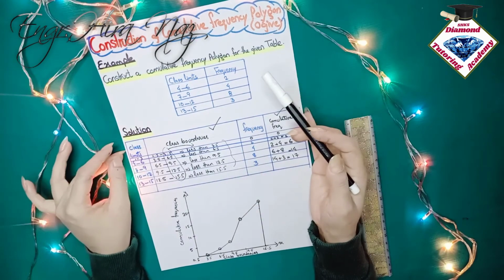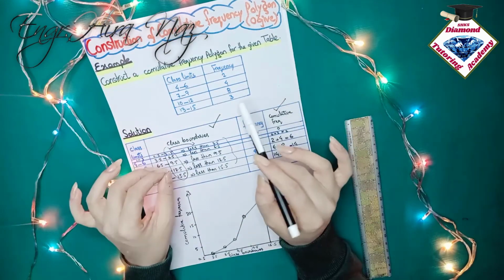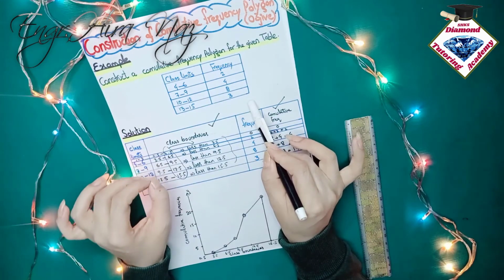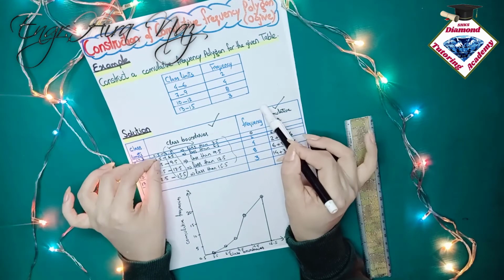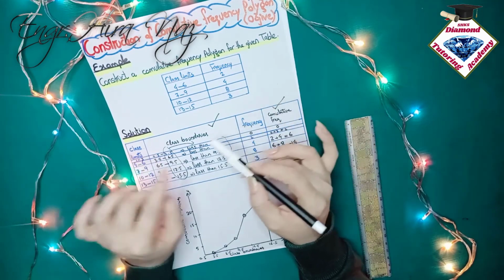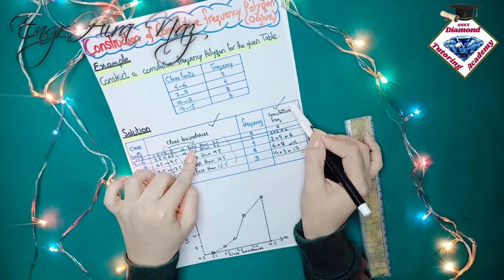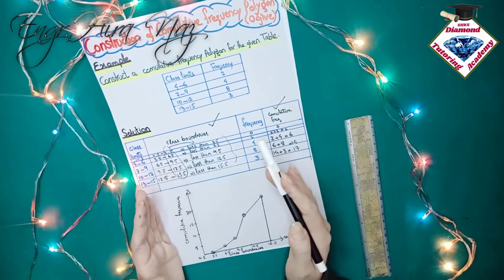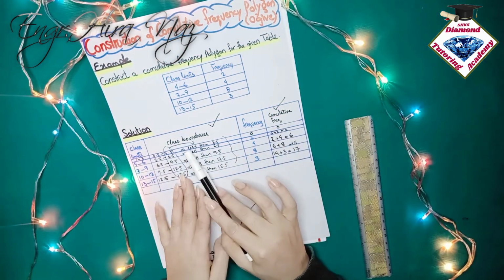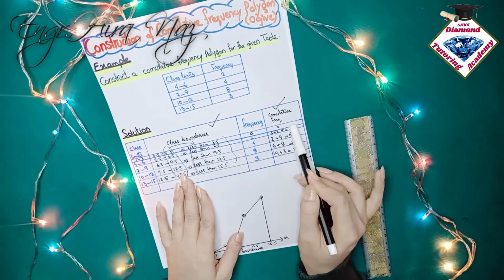Let me recall this whole process. Whenever you are given some data and you are asked to construct a cumulative frequency polygon, first you have to create class boundaries. Then you have to find out cumulative frequency. Then you have to create a graph between class boundaries and cumulative frequencies.